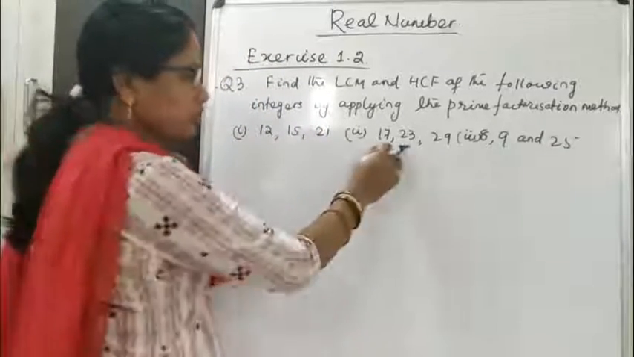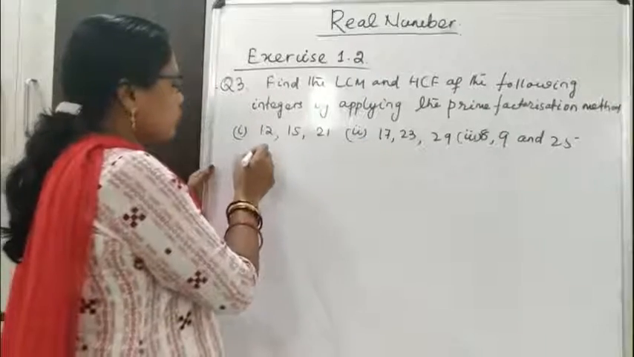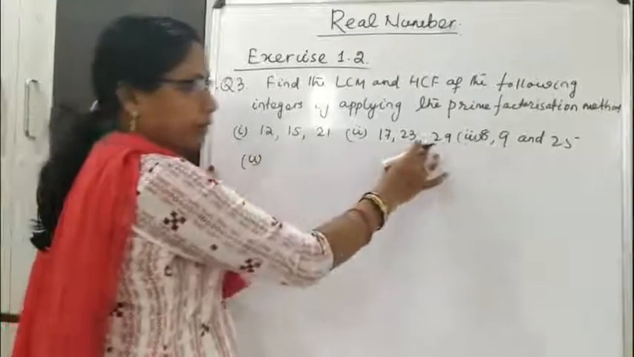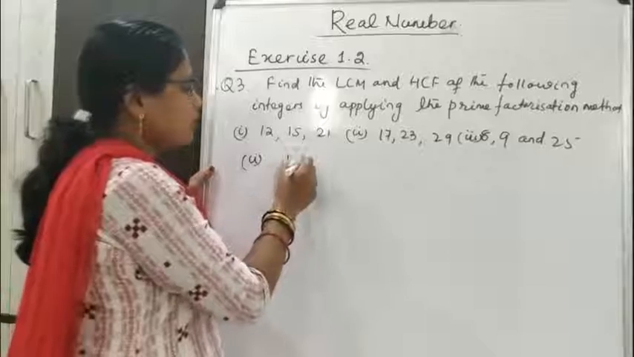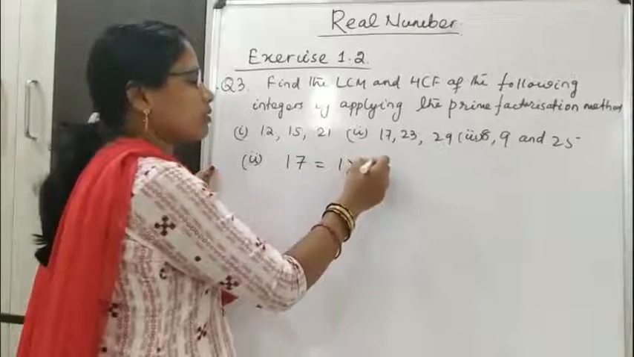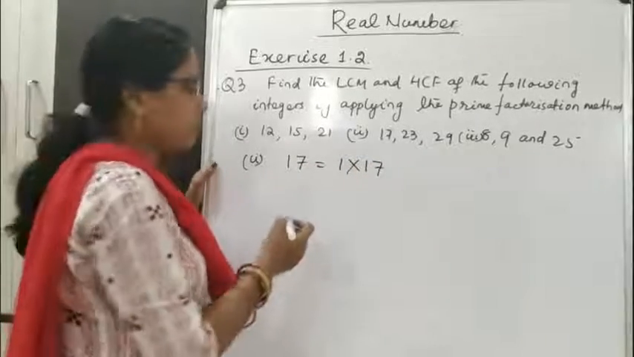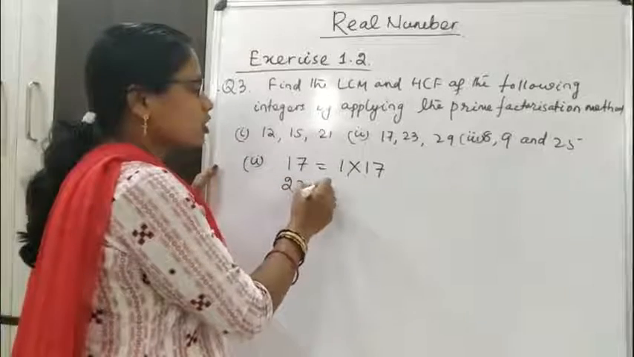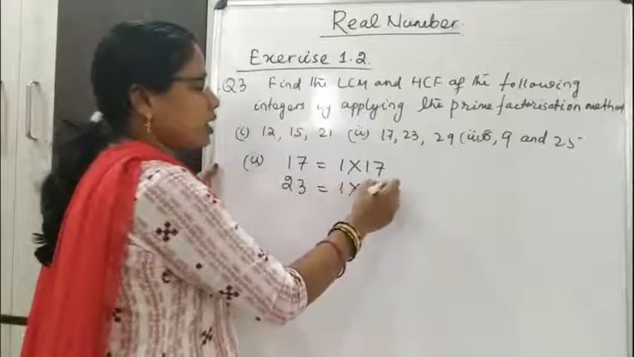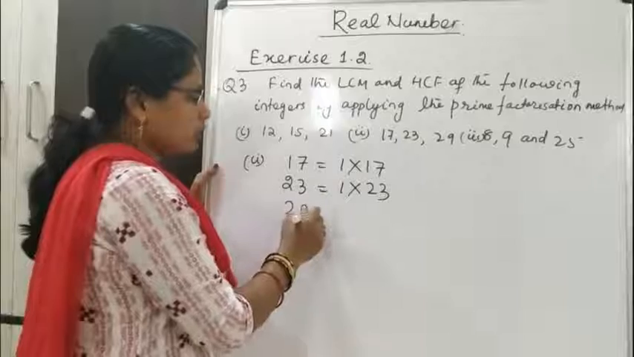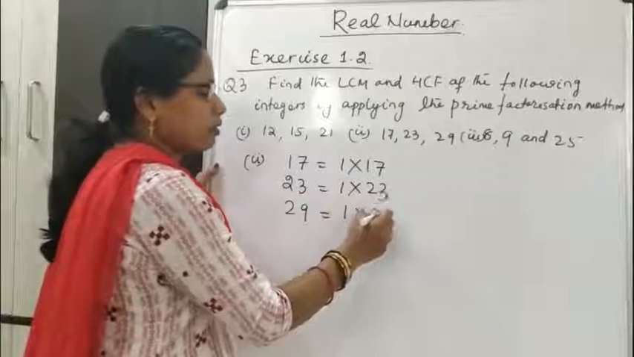So let us do the second one. We have to prime factorize all three numbers. 17 is equal to only 1 into 17. 17 is a prime number. 23 is also a prime number, so 1 into 23. 29 is also a prime number.